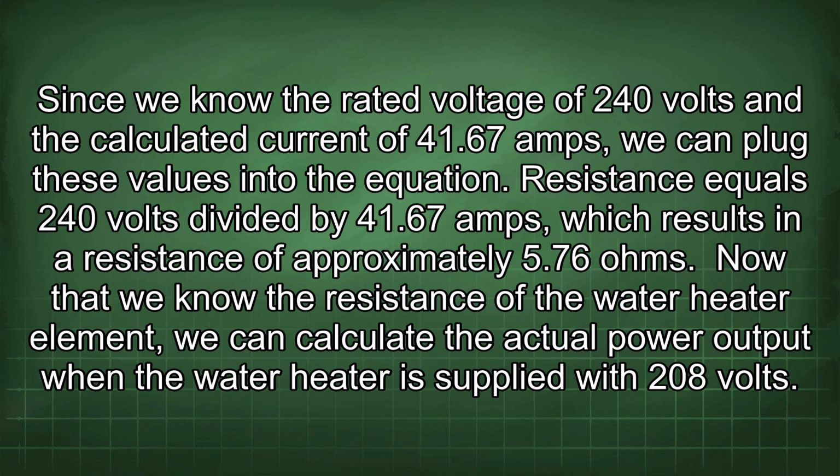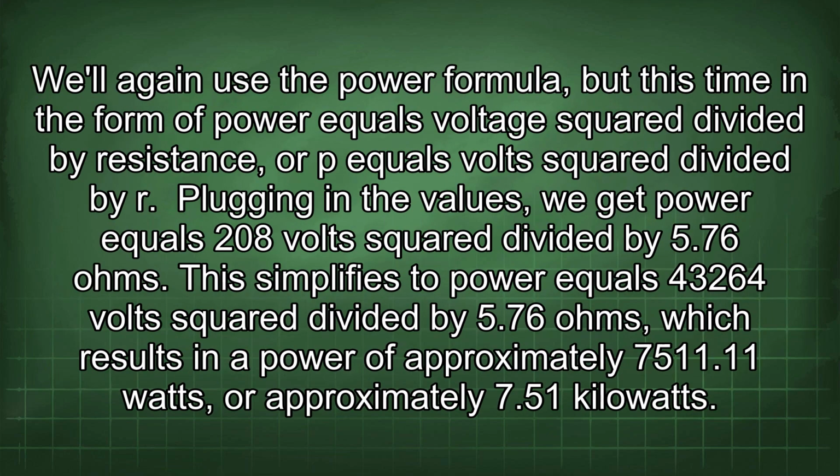Now that we know the resistance of the water heater element, we can calculate the actual power output when the water heater is supplied with 208 volts. We'll again use the power formula, but this time in the form of power equals voltage squared divided by resistance, or P equals volts squared divided by R. Plugging in the values, we get power equals 208 volts squared divided by 5.76 ohms.